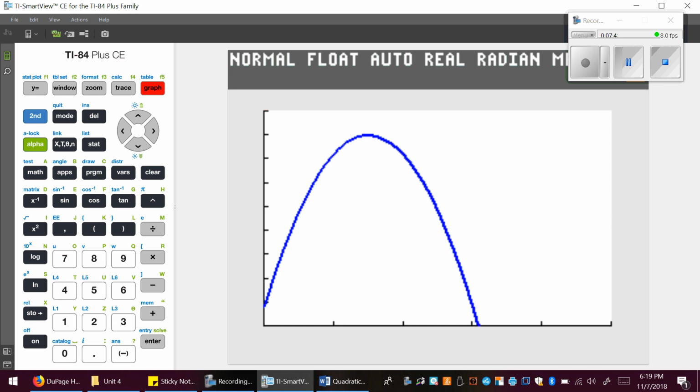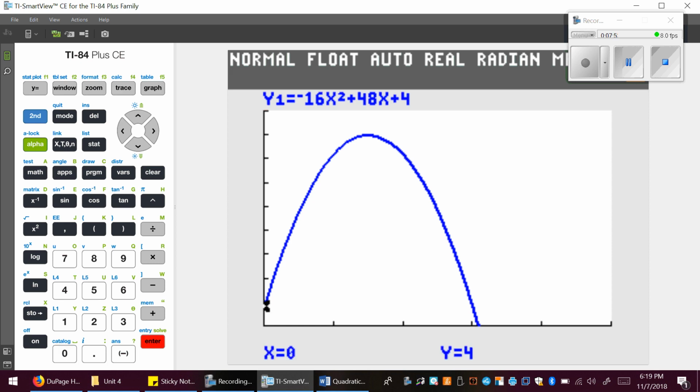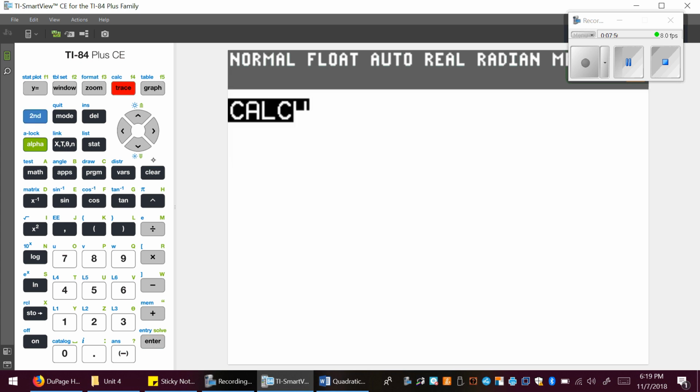And there's our graph. So if I want to check part A, I'm going to hit trace. I know an x coordinate is 0. Hit enter, it tells me 4. If I want to check part B, I'm going to use second trace. And we've done this before.